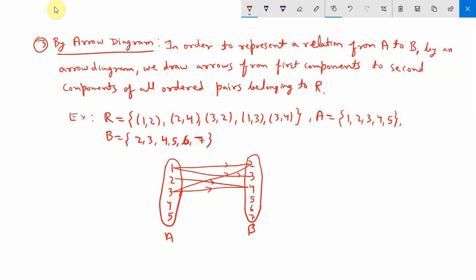Okay, friends, so we will see the next type of representation. Let me clean this. So the fourth type is bilattice. In this form, a relation R from set A to set B is represented by darkening the dots in the lattice for A into B, which represent the ordered pairs in R.